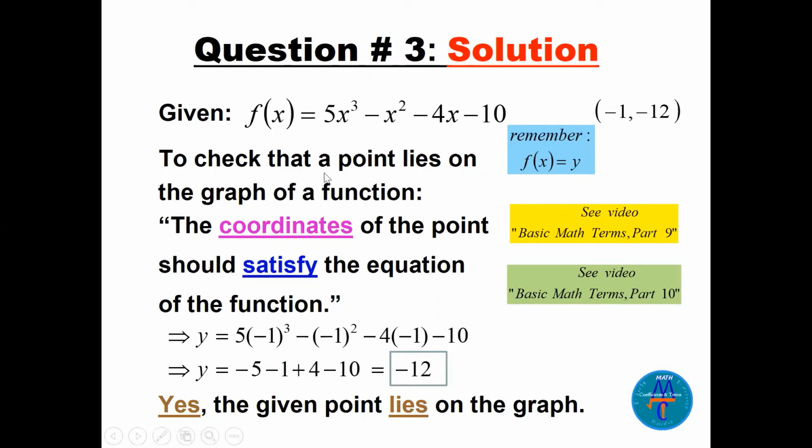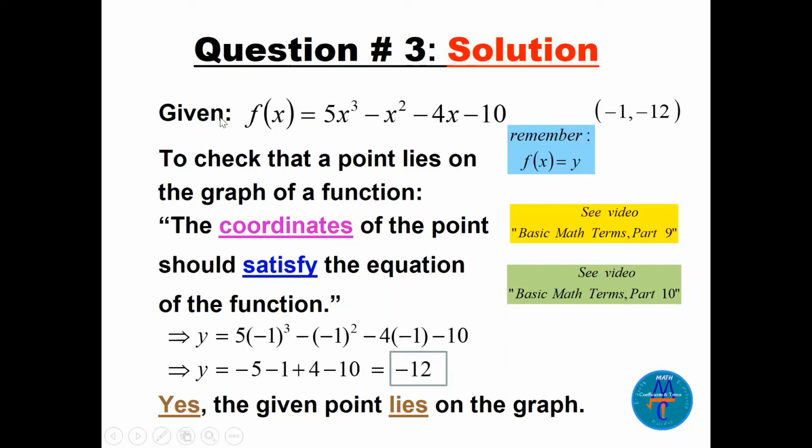Now, to check that a point lies on the graph, you have to do this. The coordinates, see the word coordinates, it came in this video, part 9. The coordinates, these are the coordinates, the x and the y. We call this ordered pair. So the coordinates are the x and the y. They should satisfy the equation. So this is the x. And remember always, f of x is equal to y.